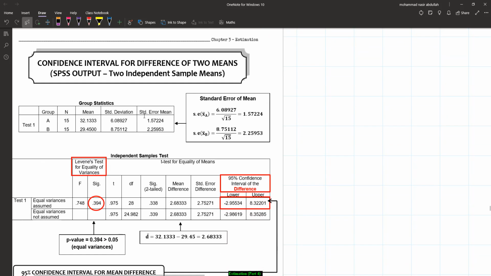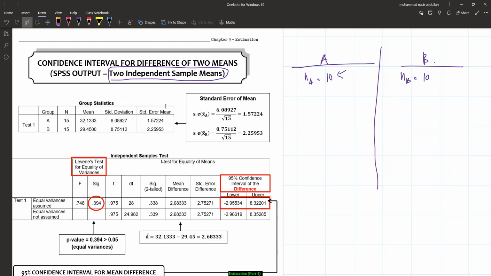Right, so now this is an SPSS output for the difference of two means, or commonly known as two independent sample means. So what does it mean by two independent samples? Let's say we have two groups, A and B. NA is 10, NB also 10, so we have an equal or balanced group. This is 10 children playing at playground A and 10 children playing at playground B.